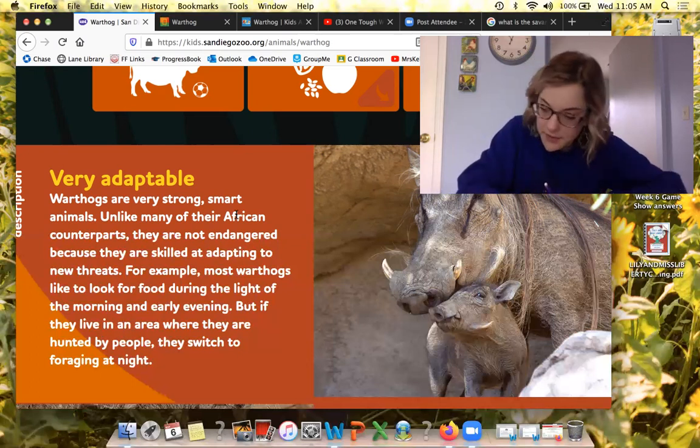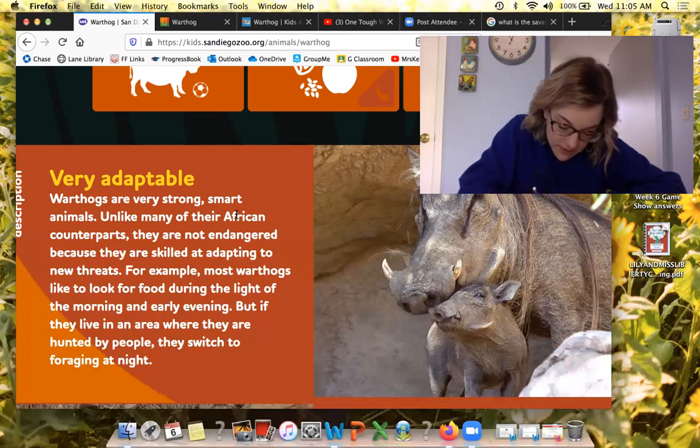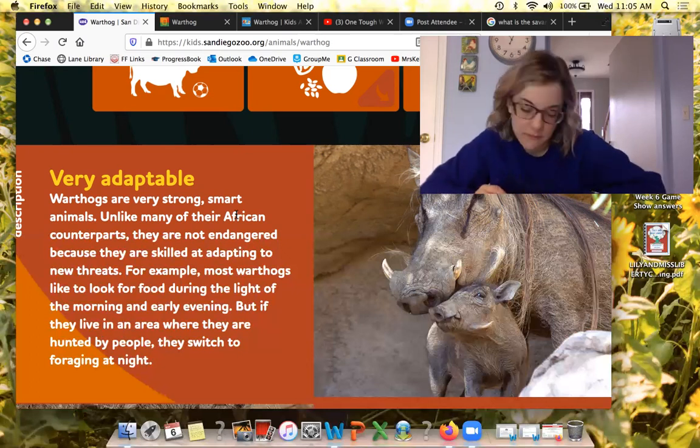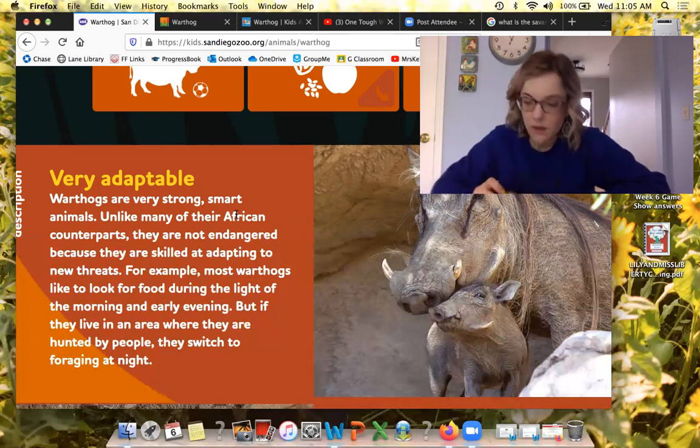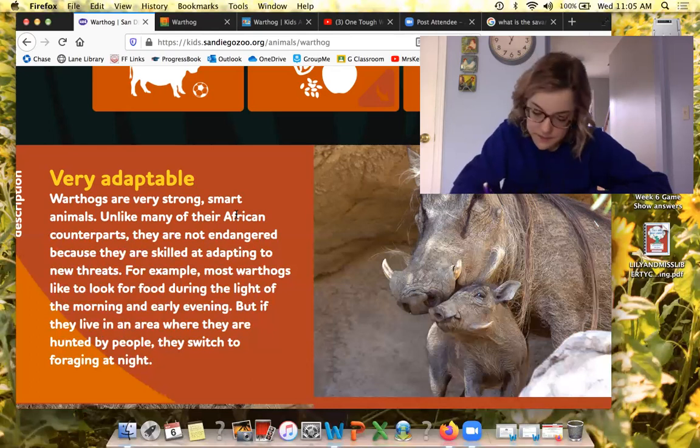So I'm going to write, warthogs are small mammals. We learned that they're mammals. That means that they have their babies like humans do and not by eggs. They are small mammals.